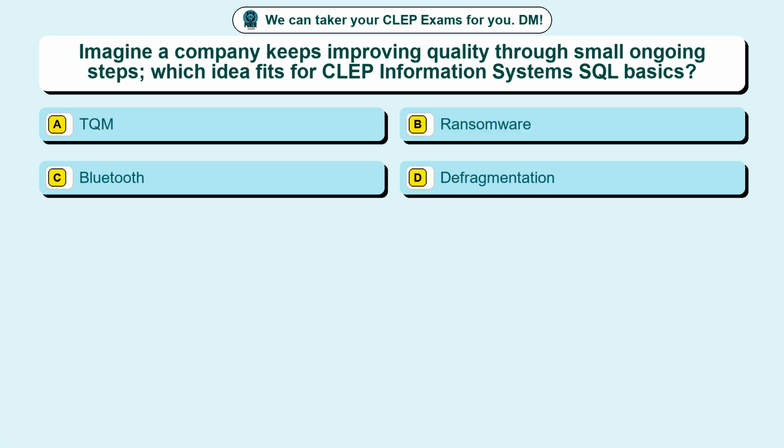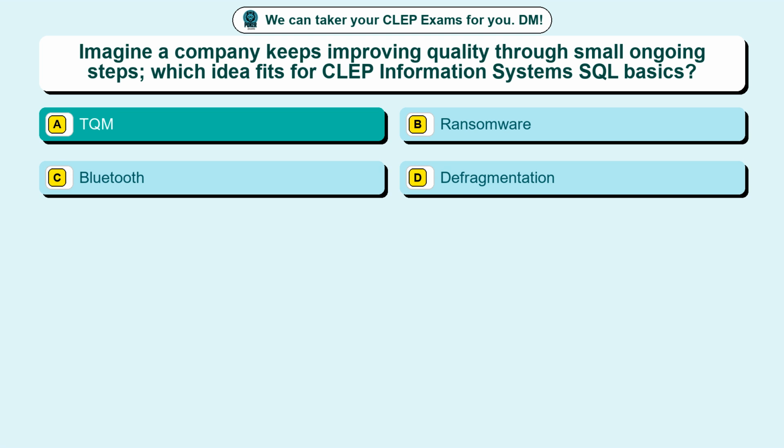Question 18. Imagine a company keeps improving quality through small ongoing steps. Which idea fits for CLEP Information Systems SQL Basics? Option A. TQM. Option B. Ransomware. Option C. Bluetooth. Option D. Defragmentation. The correct answer is option A.